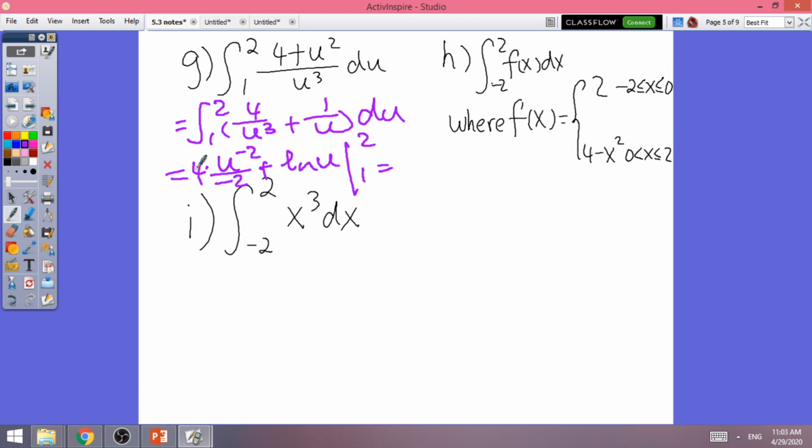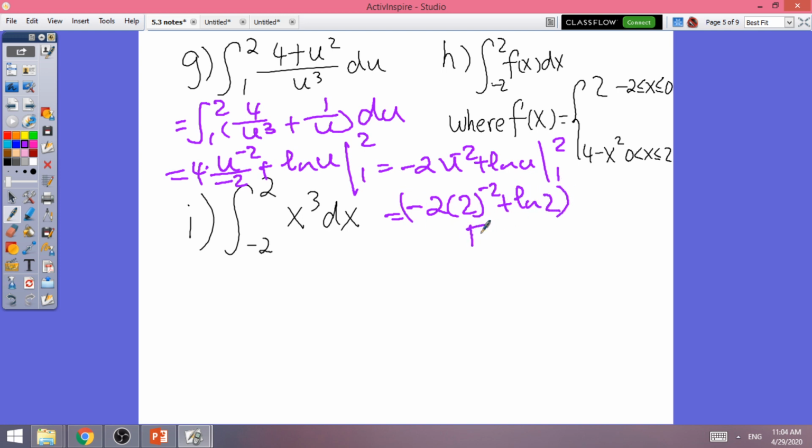So this one simplified, we do have negative 2u to the power of negative 2. Cross cancel. So negative 2u to the power of negative 2 plus natural log of u bounded from 1 to 2. And then f of b minus f of a. So we do have negative 2 times 2 to the power of negative 2 plus natural log of 2. This one just takes care of f of b. Again, I'm just plugging a number into f of b. And now f of a, so minus negative 2 times 1 to the power of negative 2, plus natural log of 1.